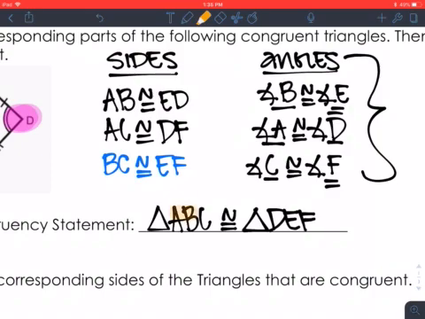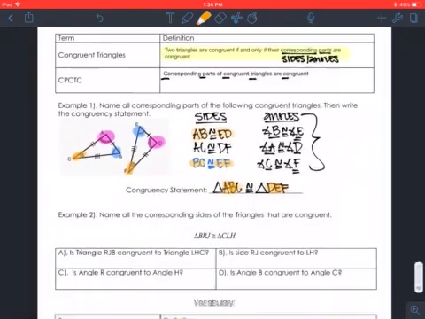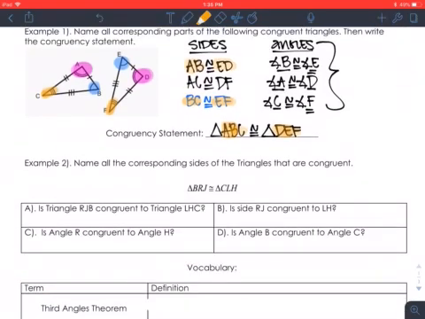So for example, we wrote that side AB is congruent to ED, all right? They are matched up here. And same with BC is congruent to EF, all right? They match up nicely within our congruency statement. So our congruency statement matches up the corresponding parts, okay?